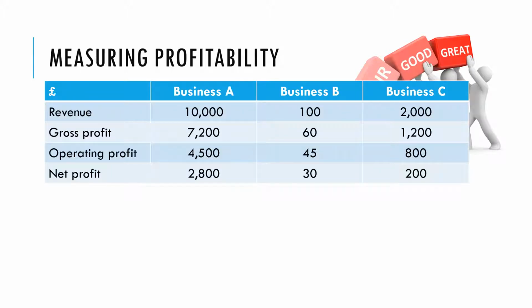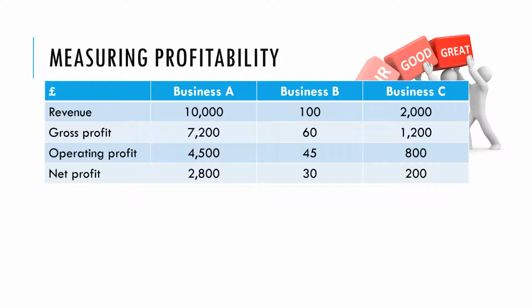So let's consider these three businesses, business A, business B, and business C. And what I'd like to do is just pause the video for a second and think which of these businesses is performing the best. Well, it might be difficult to say which business is performing the best because these businesses are clearly very different sizes. Business A is clearly the largest, £10,000 worth of revenue. Business B only has £100 of revenue, quite small, and business C is somewhere in between. So it's hard to make a comparison. What's better here, £2,800 profit or £30 profit, but that's only come from a much smaller business.